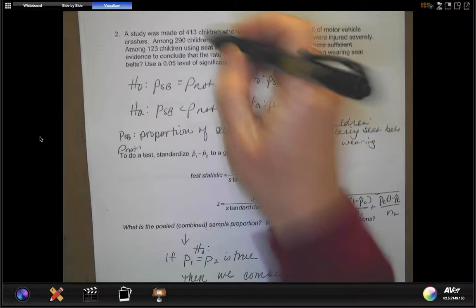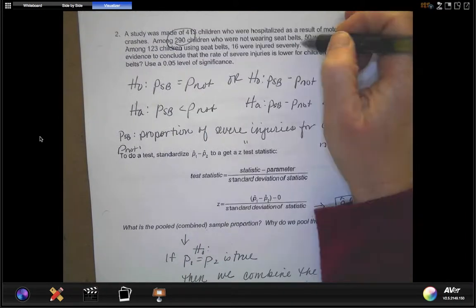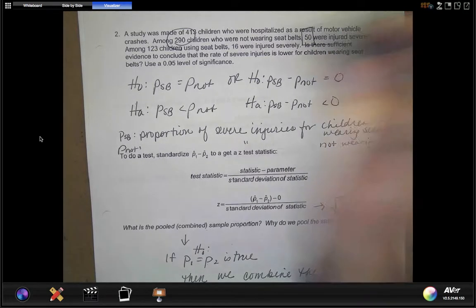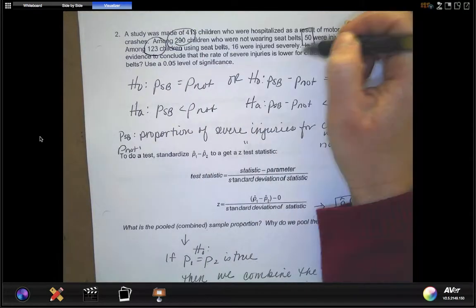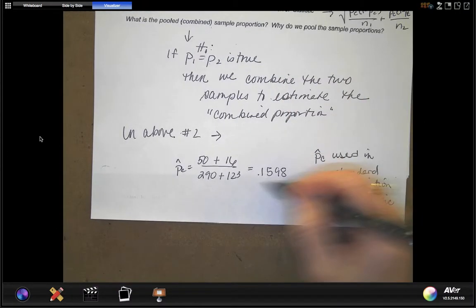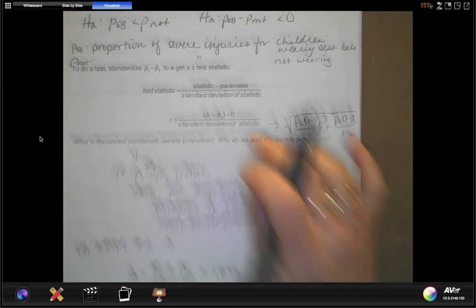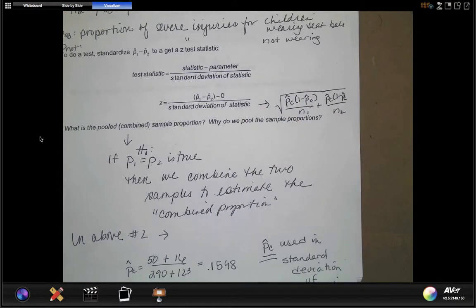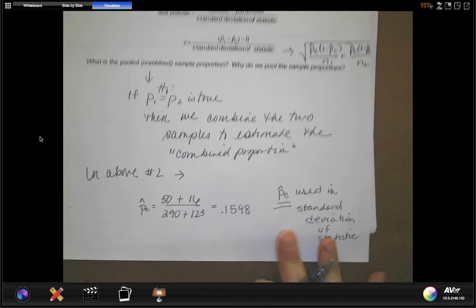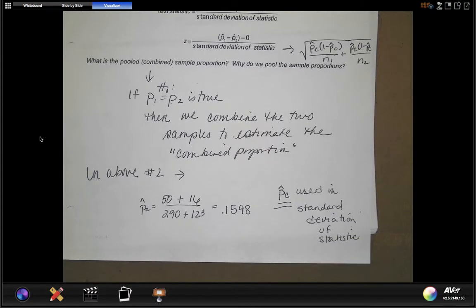So I had 290 in my first sample and 50 were injured. I had 123 in my second sample and 16 were injured. So I'm putting those together, and that's my p hat c. And that's what I use in this denominator. I'm going to do a problem using the formula and using the calculator so you can see where that p hat c is coming into play.